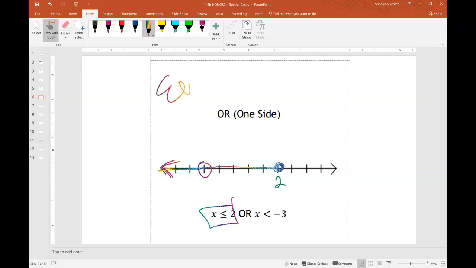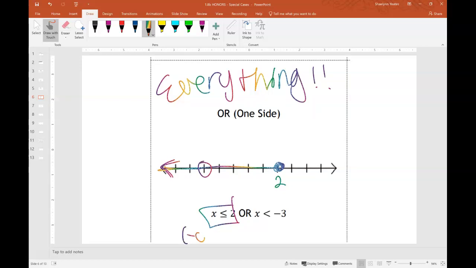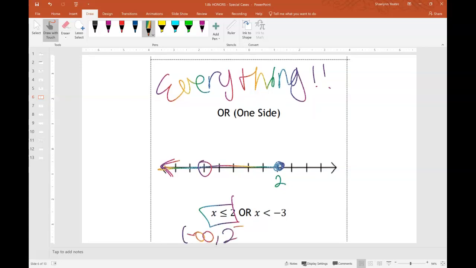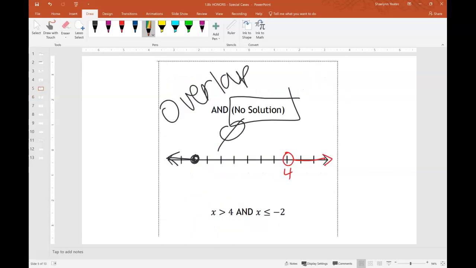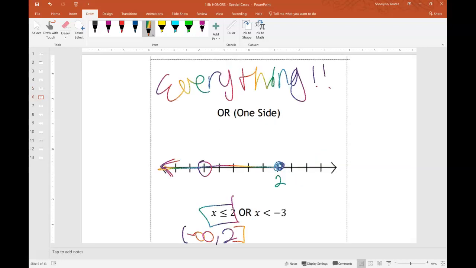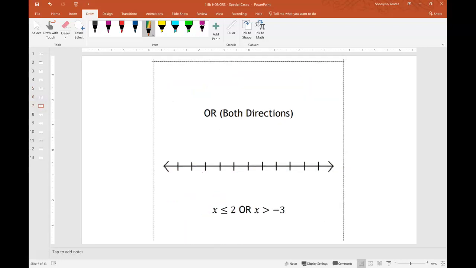So this is everything. Lots of exclamation points. So this interval notation ends up being from negative infinity all the way to 2. I should probably go back and do the interval notation for this one. Oh, there is no interval notation. The interval notation is the no solution symbol. I forgot.